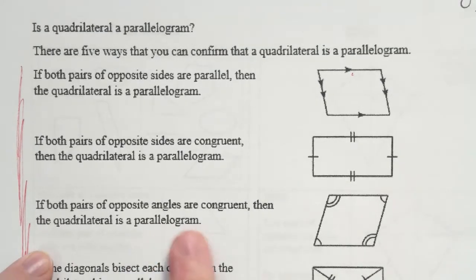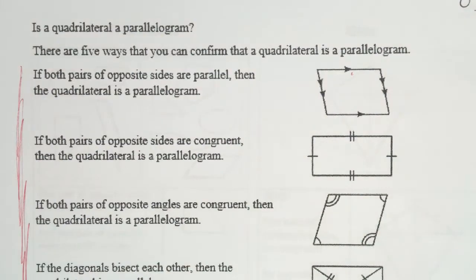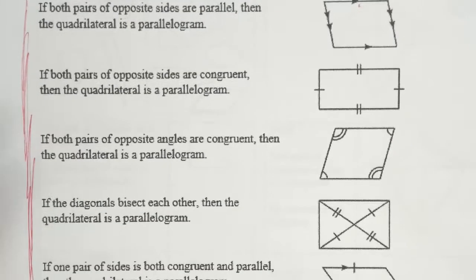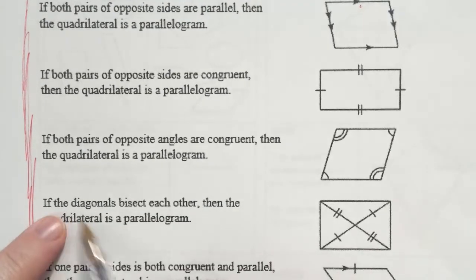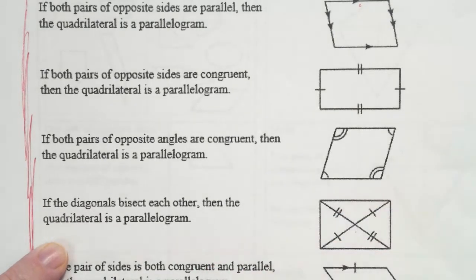If both pairs of opposite angles are congruent, so if these 2 are equal and these 2 are equal, it's a parallelogram. And then if the diagonals bisect each other, so if these 2 are equal and these 2 are equal, then it's a parallelogram.